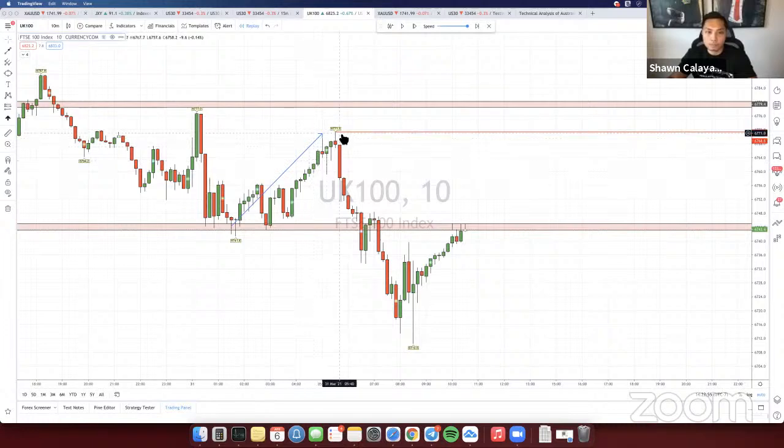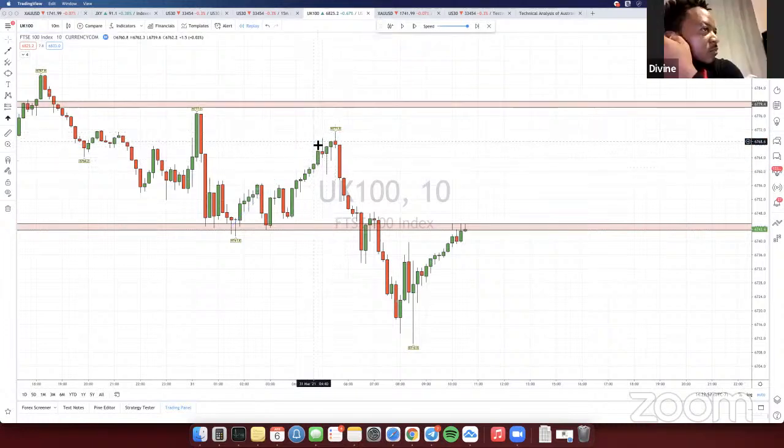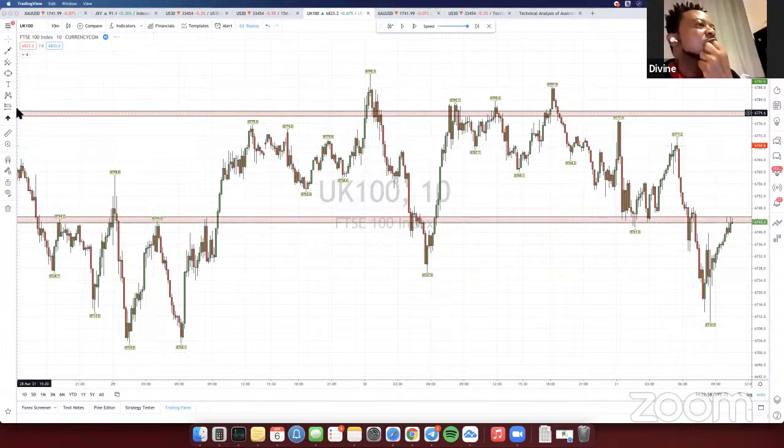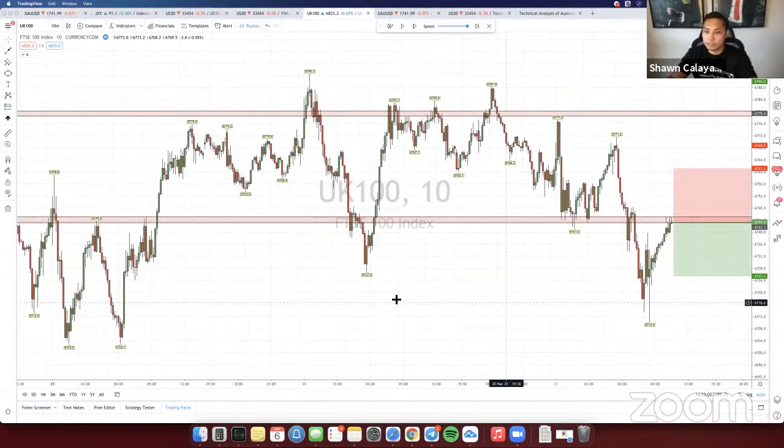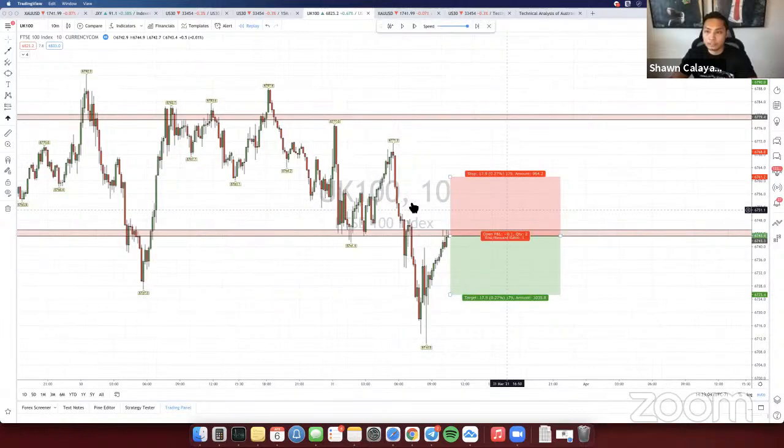I just zoom out, and then you place your short position right there, and there's going to be your TP and stop loss. But this is something that you kind of have to practice and learn, especially for indices, because it moves so fast. So you have to understand what's a sweet spot.